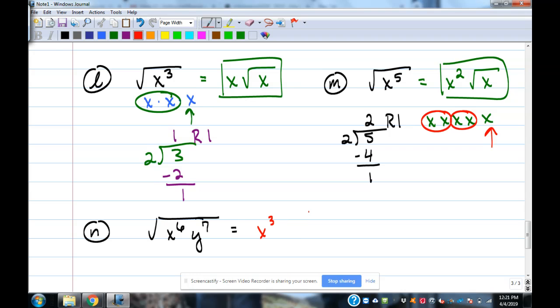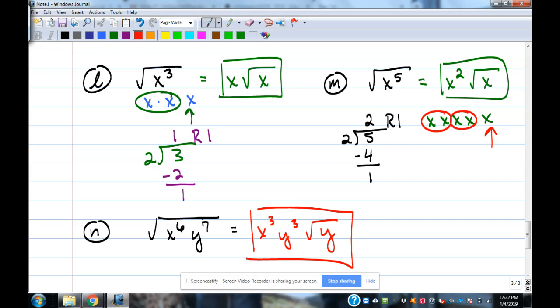How many times does 2 go into 7 for the y? 3 times. So that'd be y to the 3rd, and there's a remainder of 1. So how many y's are on the inside? 1. All just dividing by 2.